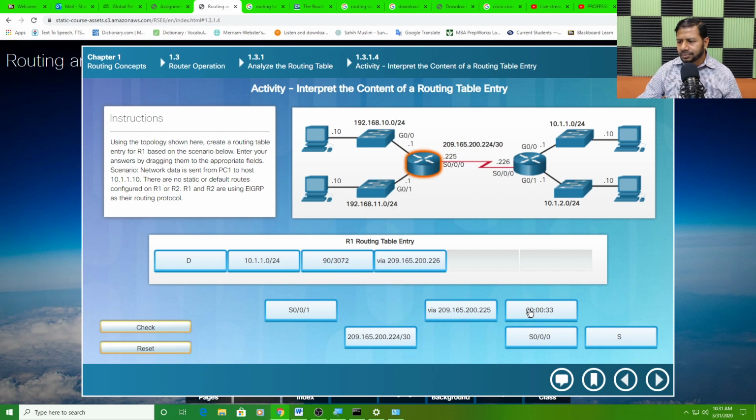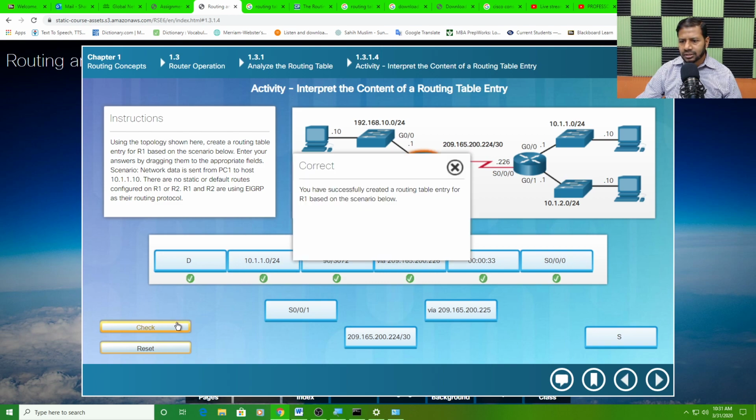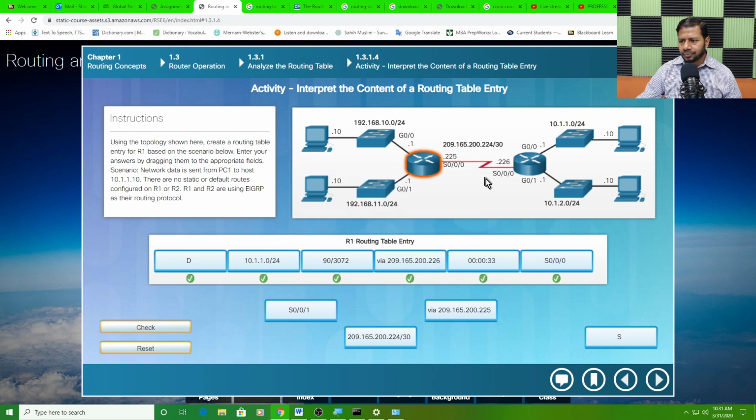How long has the time passed? Well, this is how much time has passed. And what interface do I have to go out? S0/0/0. That's the interface I have to go through to go to that router. So S0/0/0, I put it in here, like that. Then I do check, all good. So we're all good.